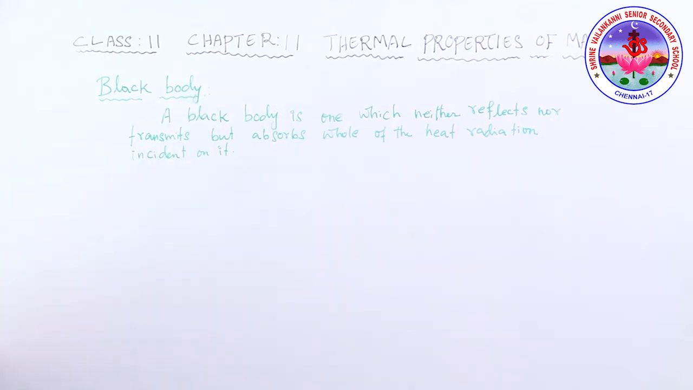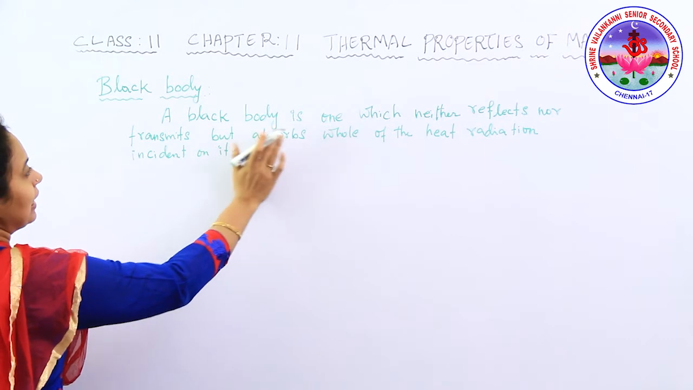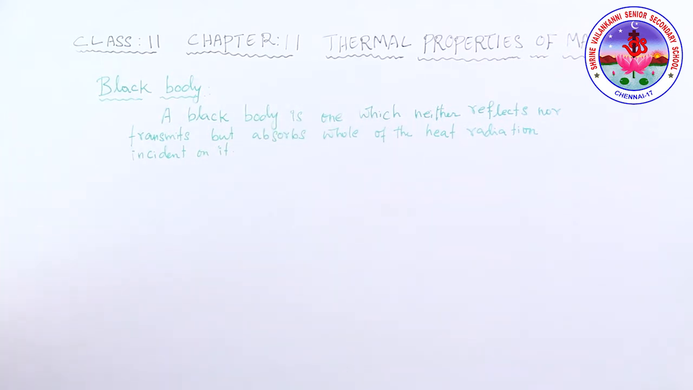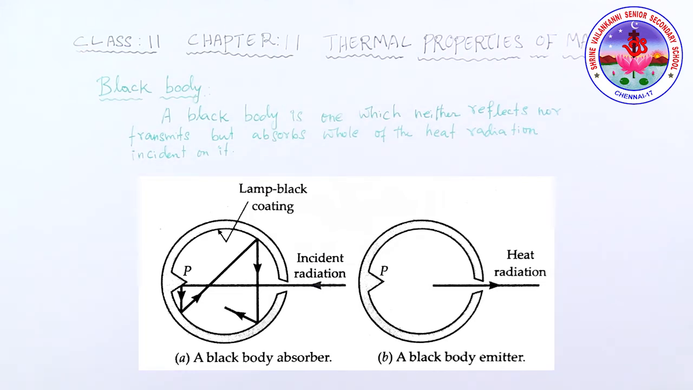Yes, next one is the black body. See, the black body radiation: we can say that a black body is one which neither reflects nor transmits but absorbs the whole of the heat radiation incident on it. See the diagram, students, and the absorptive power of the perfect black body is actually unity. When a black body is heated to a high temperature, it emits radiations of all possible wavelengths within a certain wavelength range. The radiations emitted by a black body we can call black body radiations.